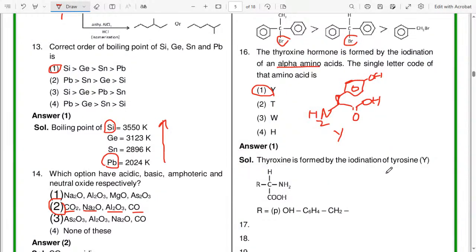Thyroxine is formed by the iodination of tyrosine, Y. So this hydroxy is going to be turned into iodination, right? So the thyroxine comes from tyrosine. This is tyrosine. So the letter used for this amino acid is Y. So T is threonine, so this is not correct. W, this is histidine. This W is also not correct, right? So this is glutamic acid, I think, right? So Y is nothing but tyrosine, right?